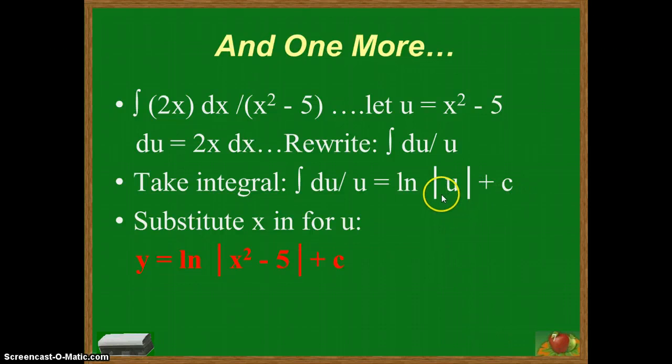Why is u in an absolute value sign? Because you cannot take the natural log of a negative number, and sometimes if u was negative, you would have to make that positive. So we have to have an absolute value sign in front of whatever we're taking the natural log of. Okay? And then we're going to substitute x in for u, so we get y equals the natural log. Here's our u, x squared minus 5, absolute value, just in case that comes out to be negative, plus c. Not too bad, right?